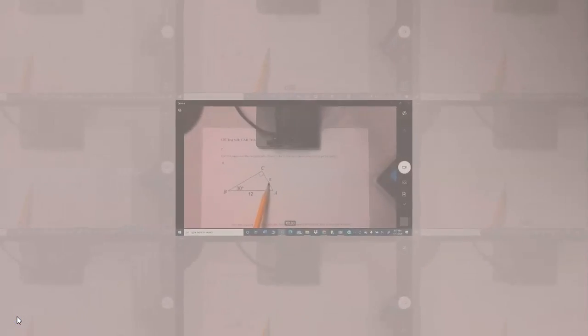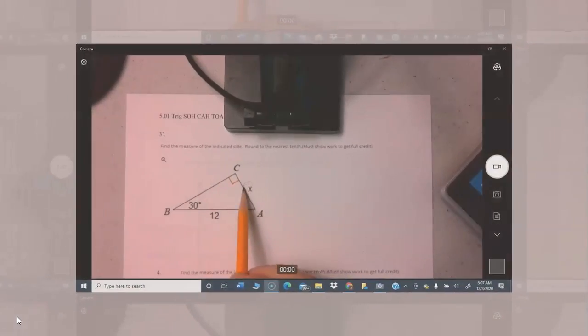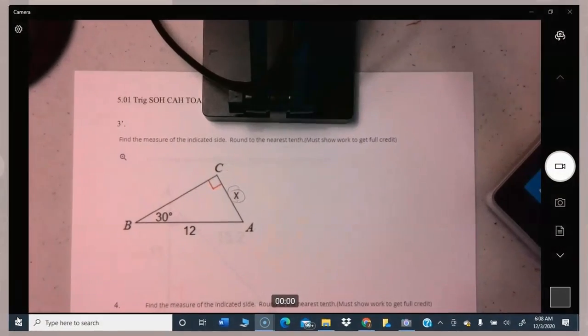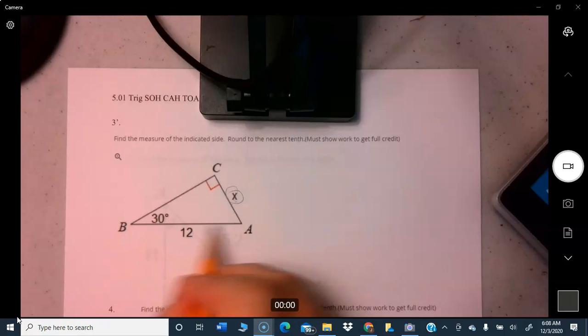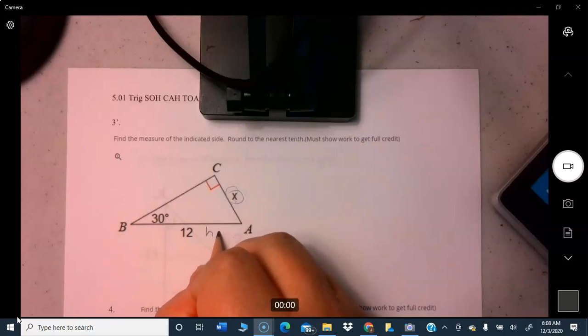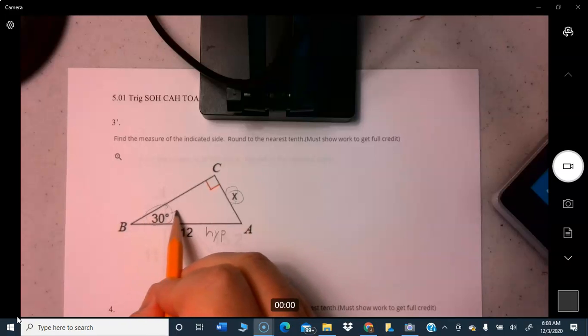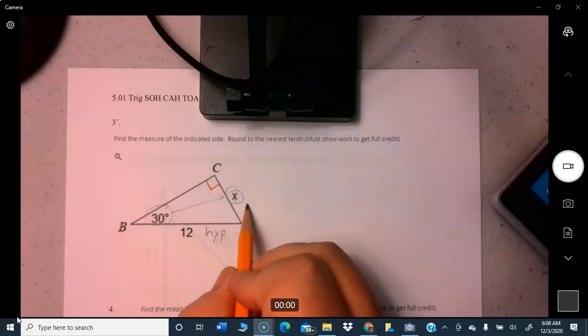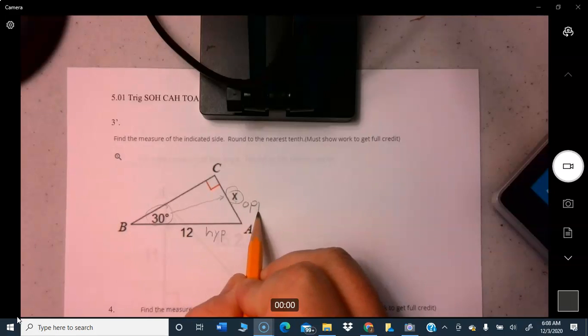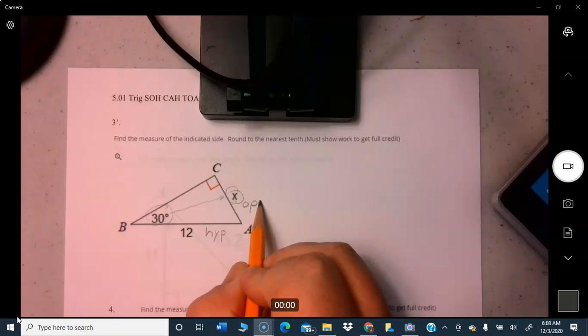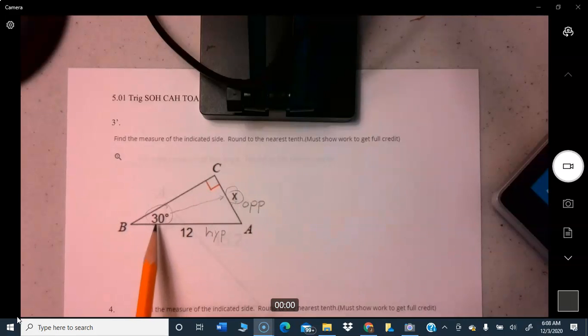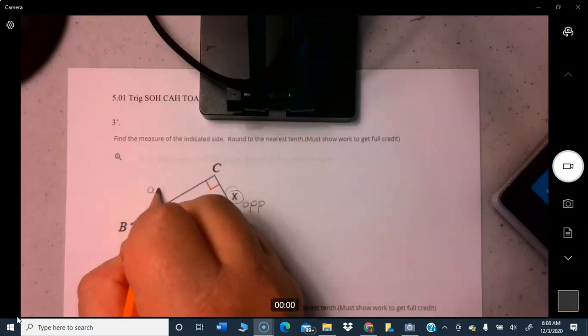Okay, this problem is asking you to find this measure right here, x. So again, start by labeling the sides. The longest side is this one, that's the hypotenuse. Here's the angle, so if you go across, that's the opposite. And the side that's next to the angle, but not the hypotenuse, is the adjacent.